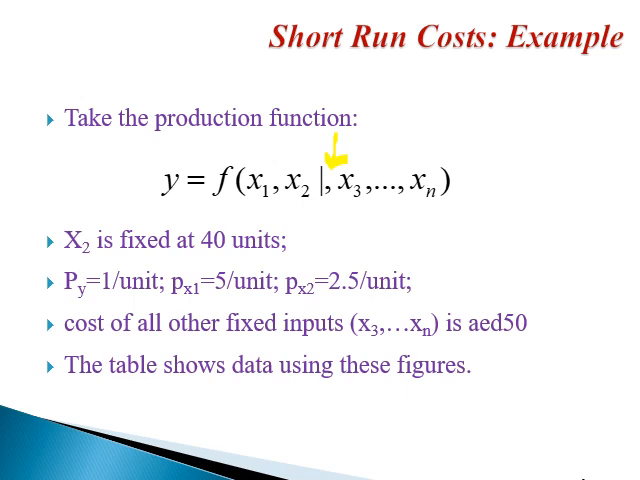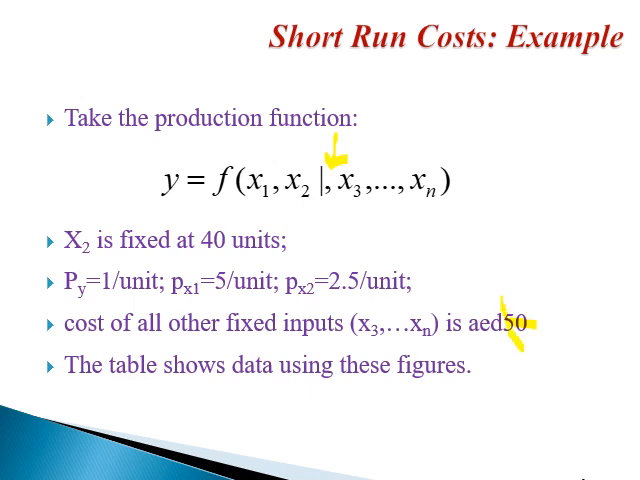So here, in order for me to determine my total fixed cost, it will be 50 plus 100. Why 50? Because 50 is the amount of money that I pay to obtain X3 all the way to Xn. The fixed cost of $50 here is the cost of depreciation, interest, insurance, repairs and maintenance, rent, taxes and everything else. Okay?